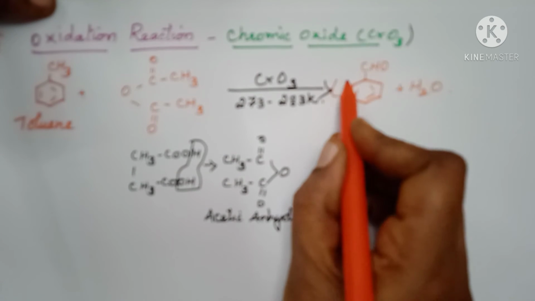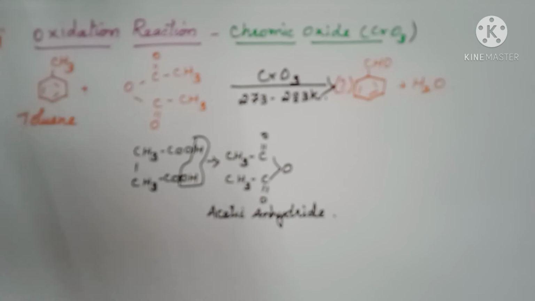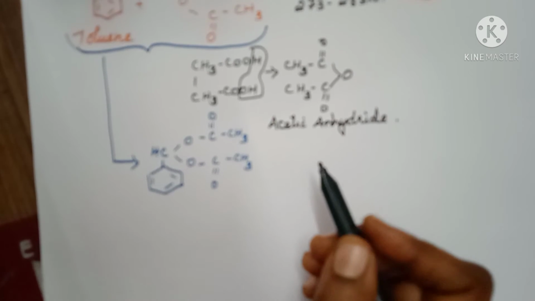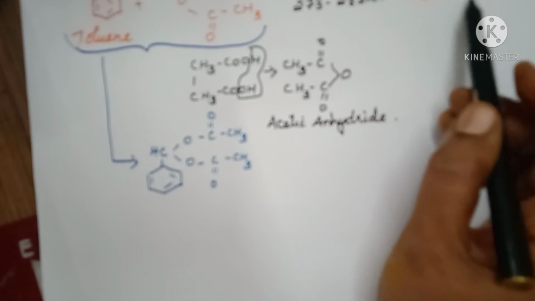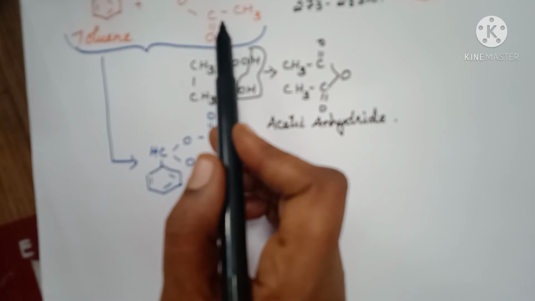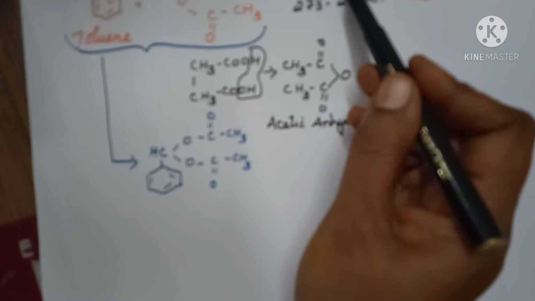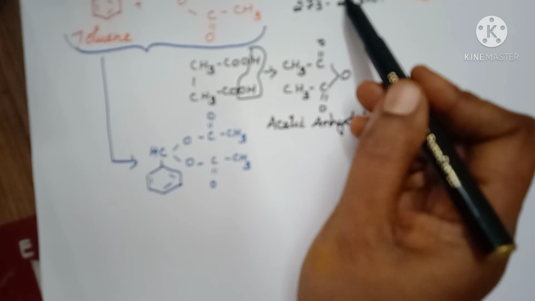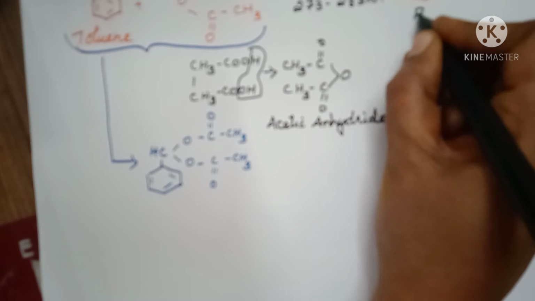Here also there is an intermediate compound. The intermediate compound I will explain very clearly now. Okay, I will explain in this way. This is a direct method. Toluene reacted with acetic anhydride, with chromic oxide as the oxidizing agent we are using. So here what we are receiving is benzaldehyde.